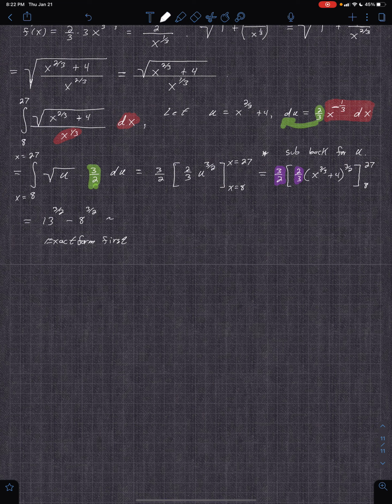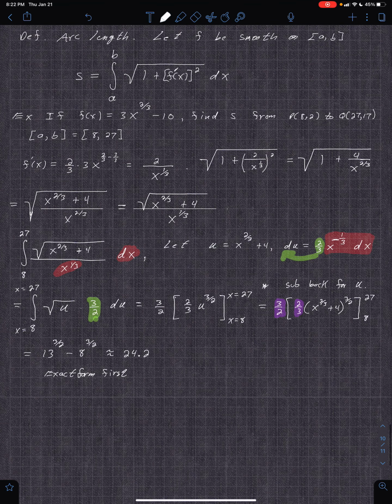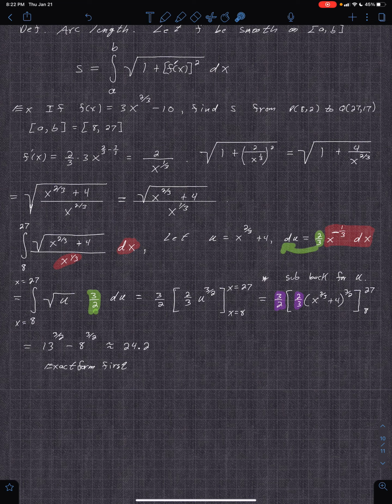You can get an approximation to check it if you want. 24.2. This probably, you could integrate this back up. Back up here. So if you plug this into Wolfram Alpha, you could probably get this. It would probably give you exact form of some sort.